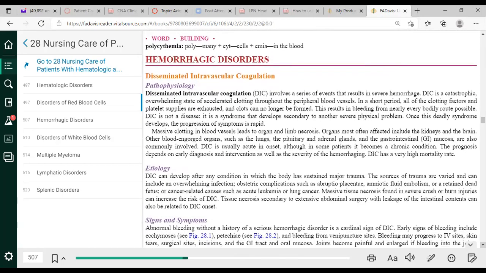And it talks about hemorrhage disorders. It's talking about disseminated intravascular coagulation, abbreviated DIC. Will somebody read the first paragraph?